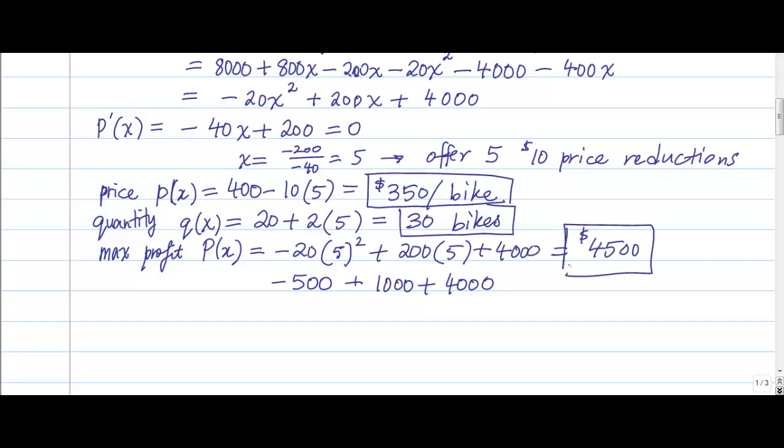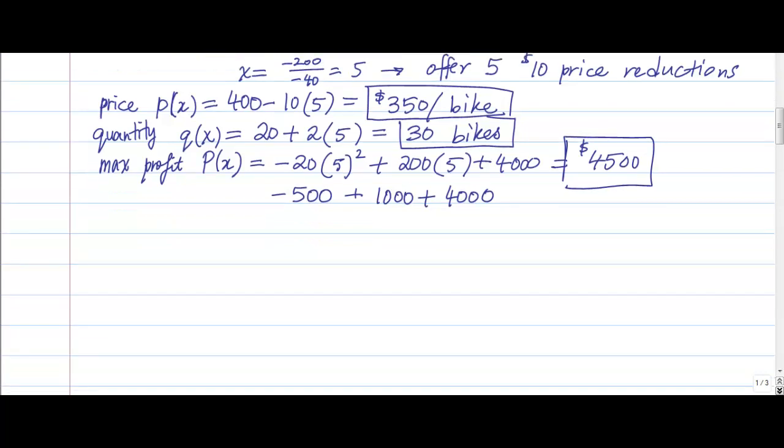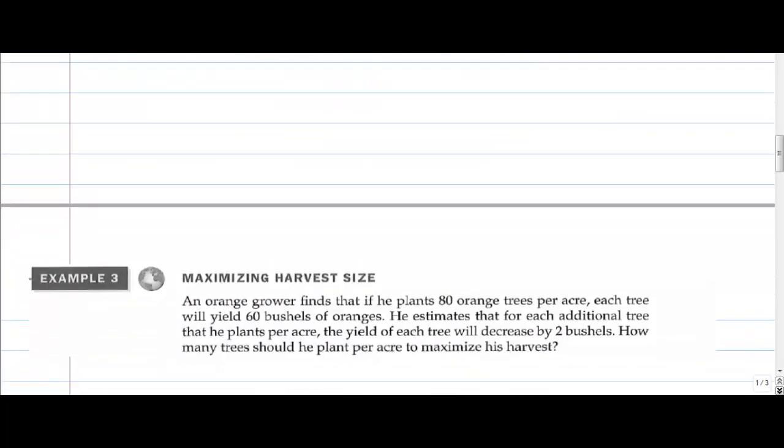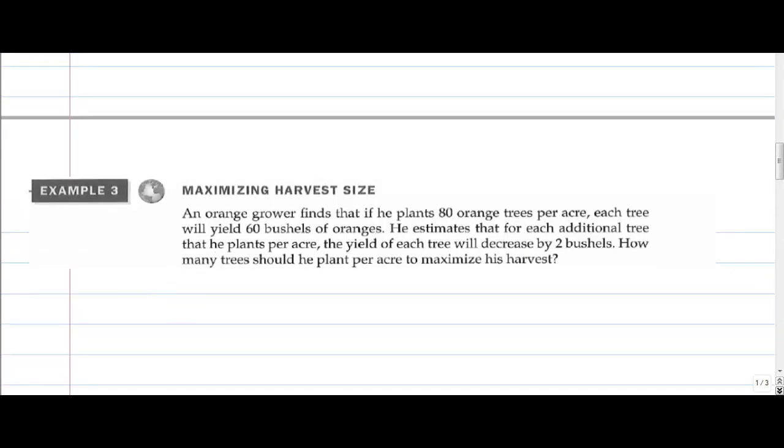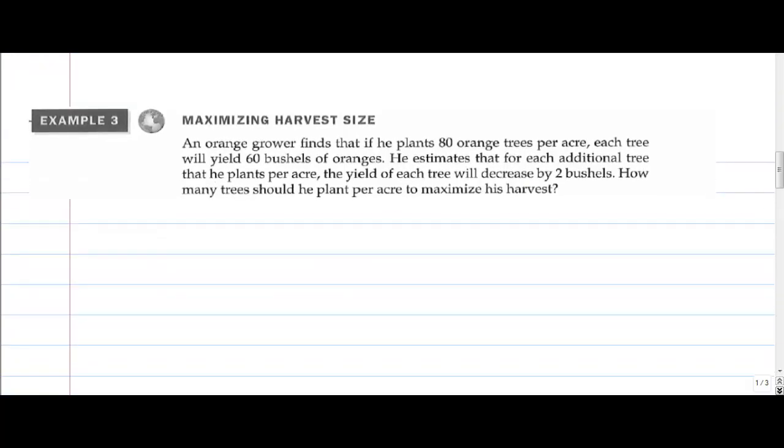Okay. So all of these problems are pretty much like this. Let's go on to the next problem. Alright, this is example 3. So we just did examples 1 and 2 together. Let's look at example 3.